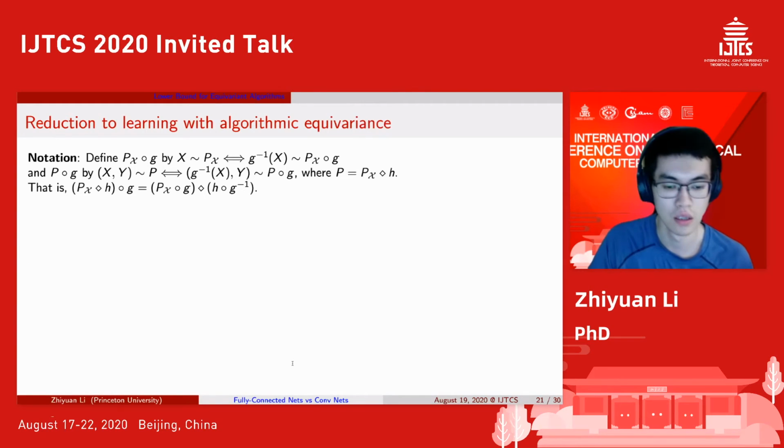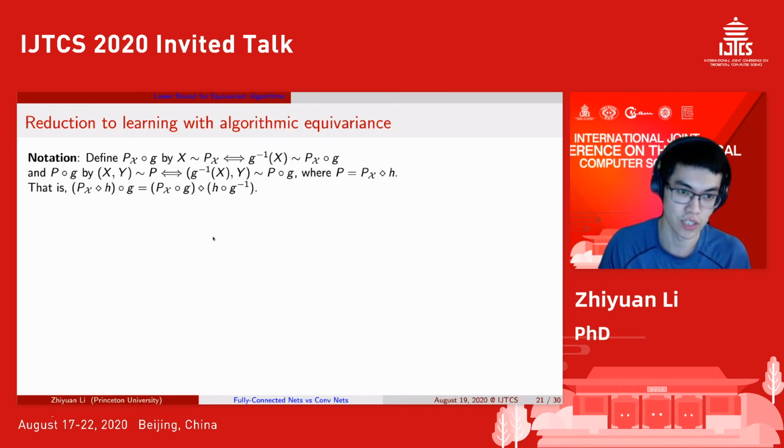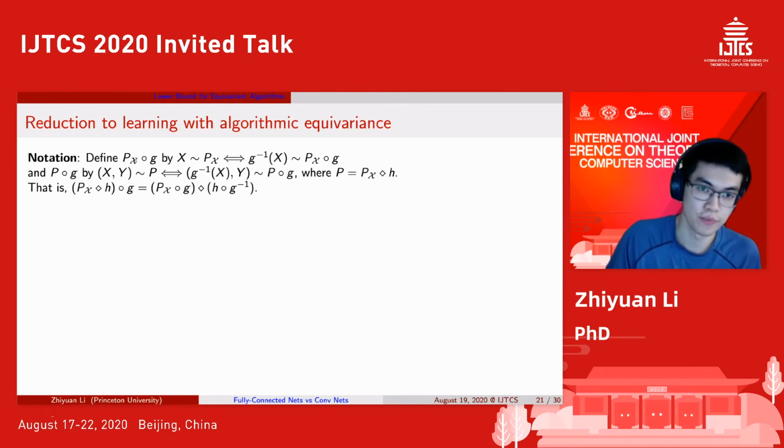Now we will show how to reduce from standard PAC learning to learning with algorithmic equivariance, and use this reduction to give lower bounds. We will first need to introduce some more notation. First, we define the composition of P_X and G. Here G is a one-to-one map from X to X. And the composition of P_X and G is indeed a distribution. In order to sample from this distribution, one can first sample a random variable from the original P_X and then apply the inverse of G on x. Then we get a sample from the composition of P_X and G.